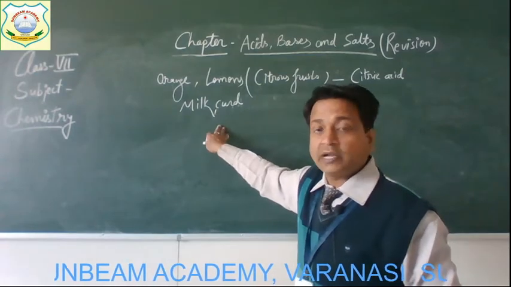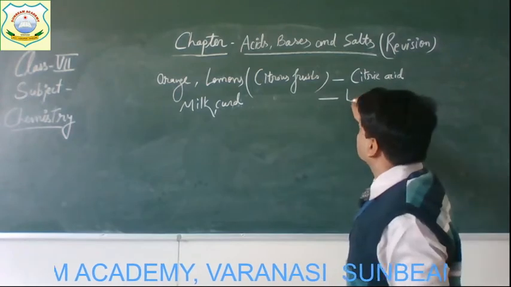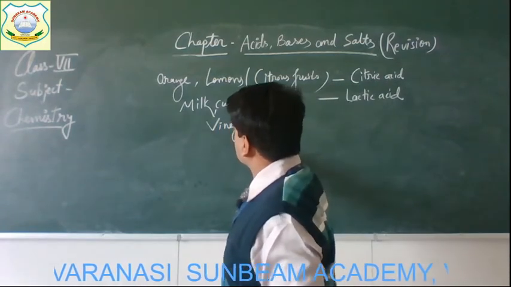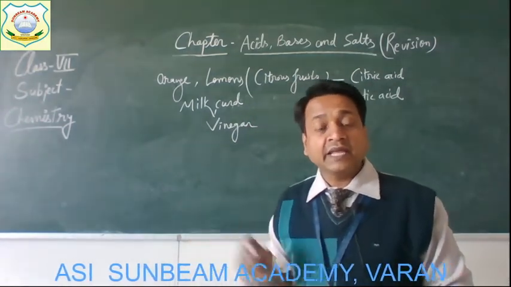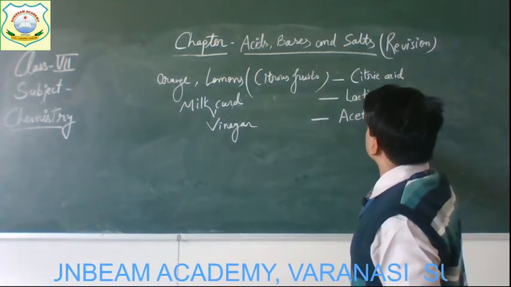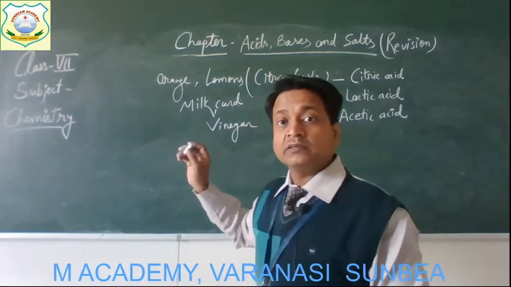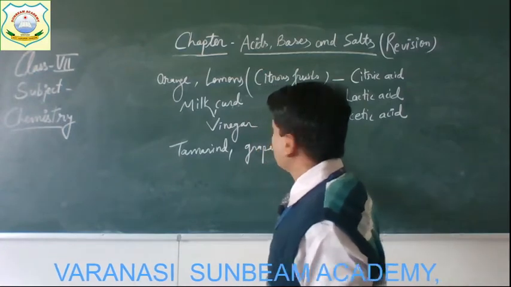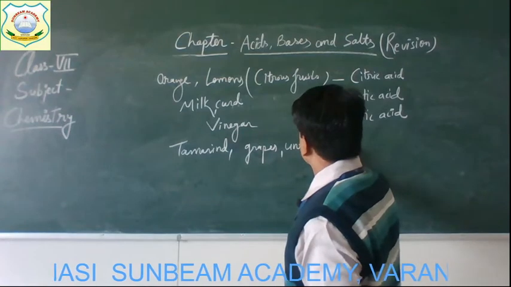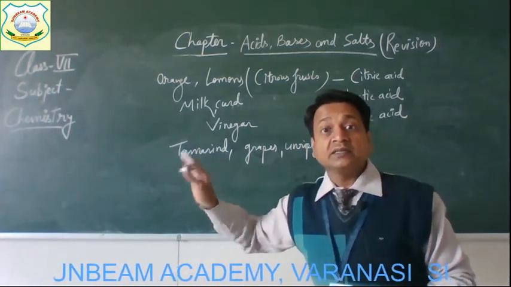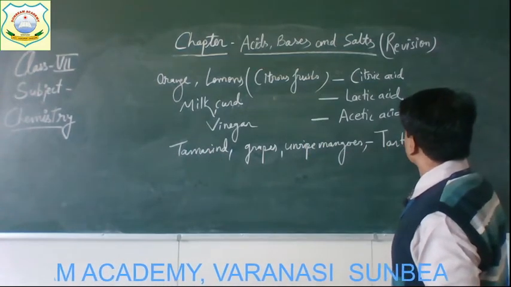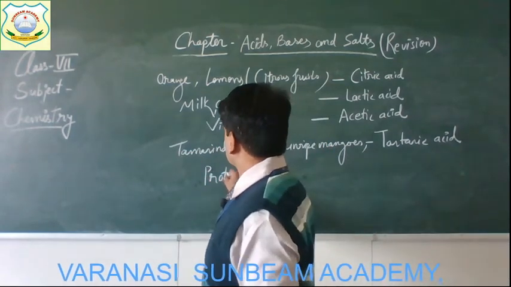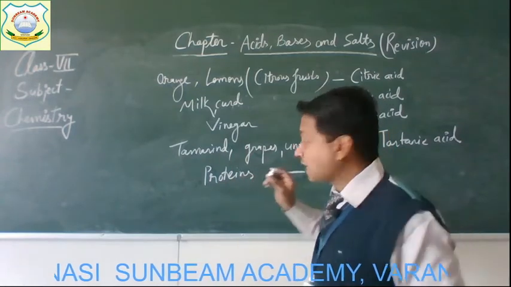Milk and curd are milk products, and they contain lactic acid. Vinegar also contains an acid, and the name of this acid is acetic acid. Other foods like tamarind, grapes and unripe mangoes all contain tartaric acid. And in proteins also an acid is present, and it is amino acid.